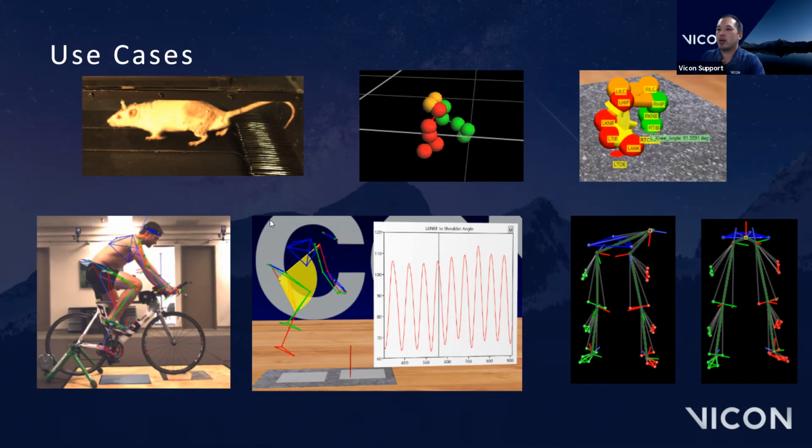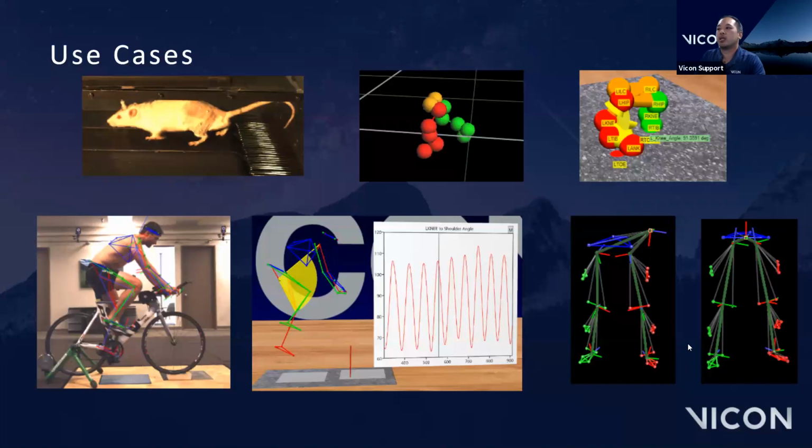Down below on the bottom left, you're doing a bike fitting, for example, and there's certain parameters that, let's say, a Plug-in Gait or any other model out there doesn't provide for you. You can go ahead and create your own parameters and start monitoring things like the left knee to shoulder angle or something like that.